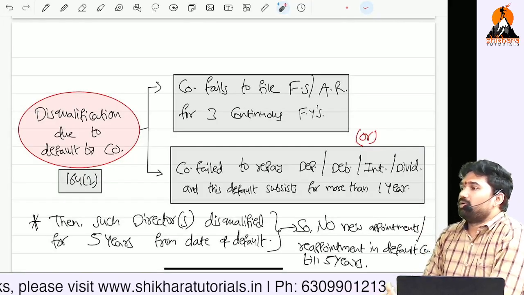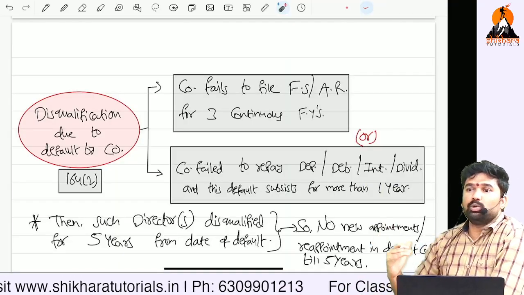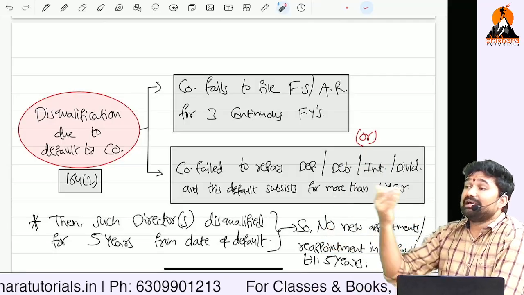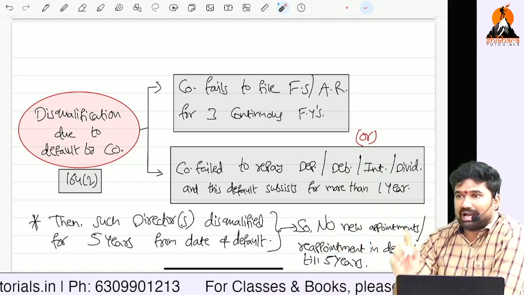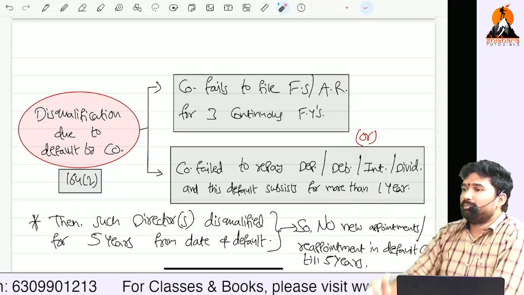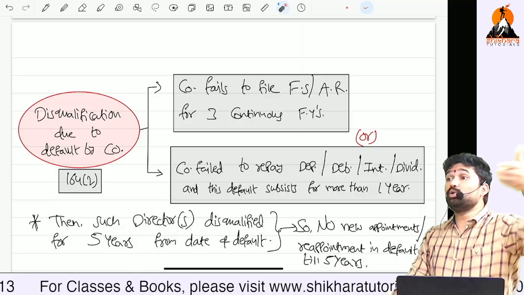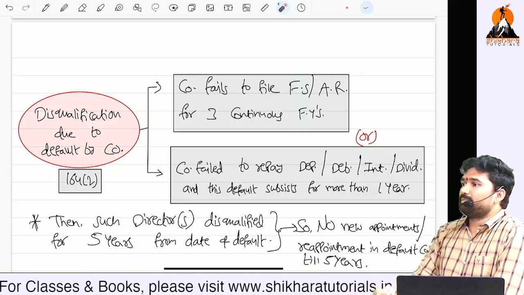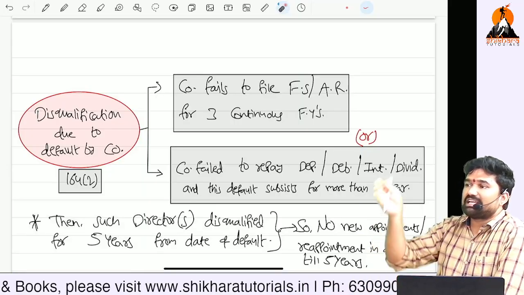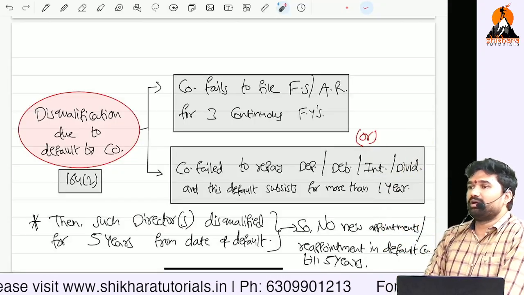Point number 2 talks about you are acting as a director in a company and that company failed to repay the deposits or repay the debentures or pay the interest thereon. That company collected money from the public in the name of debentures or deposits, whatever it may be. That company failed to repay the deposit or debenture principal amount or interest amount. And the period of 1 year has expired from the date of default. That is the important thing. Just because the company defaulted, you are also disqualified?